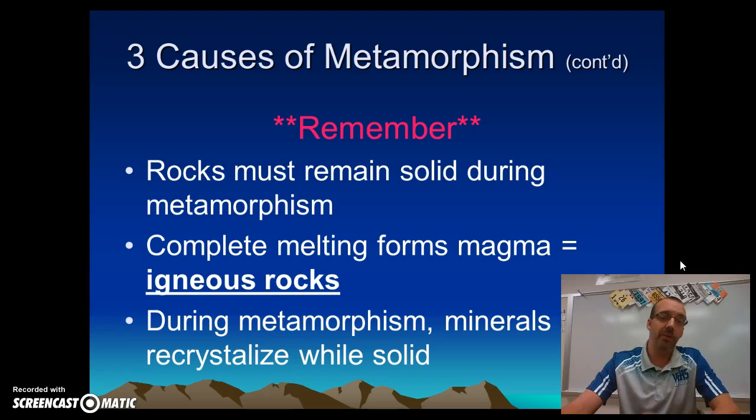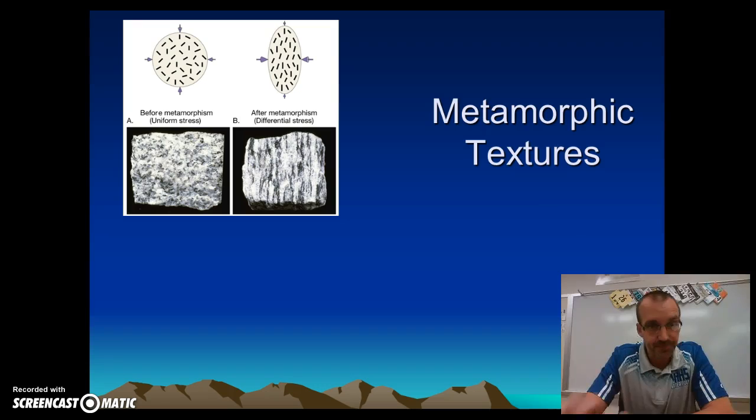Now it's important to remember a few things as far as the causes of metamorphism. Number one, the rocks must remain solid. Remember, if the rocks melt, it will become magma or lava, and the only rock we can get from that is an igneous rock. And then the third thing to remember is that during metamorphism, the minerals may recrystallize and get bigger, or new crystals may pop up, but it all happens while that rock remains solid.